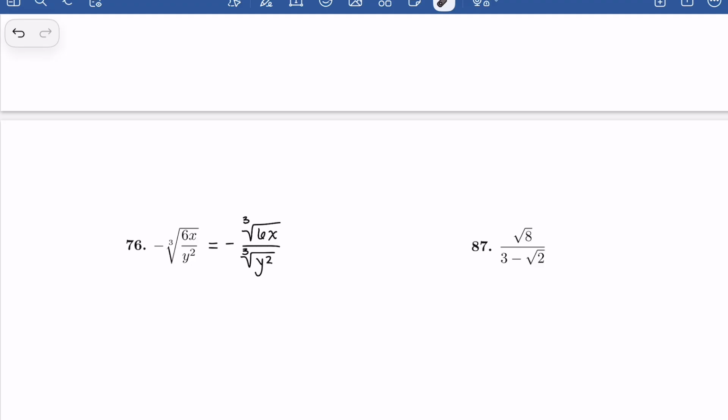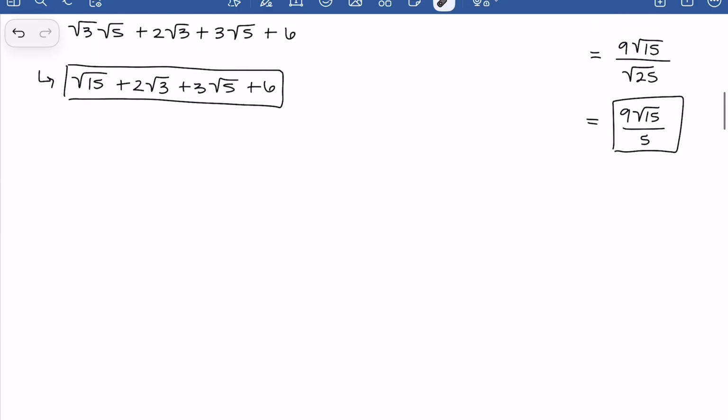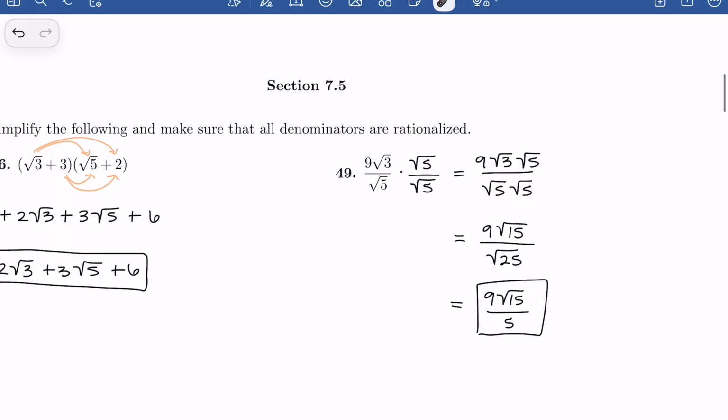But in this case, we need to multiply by something to get rid of this third root. In the last example, we multiplied by the square root of 5 because we knew we would end up with the square root of 25, which just gives us 5.